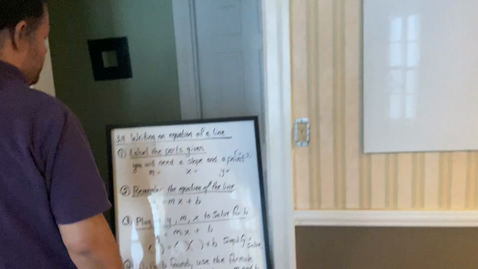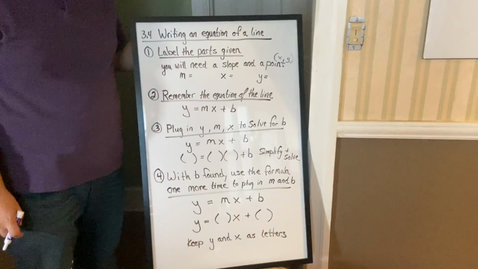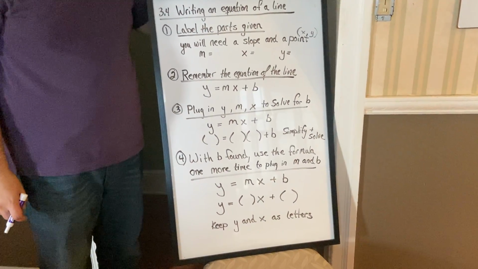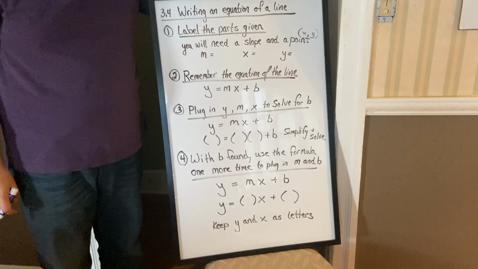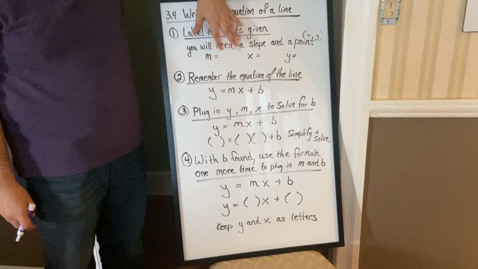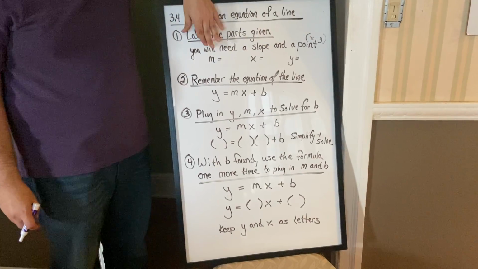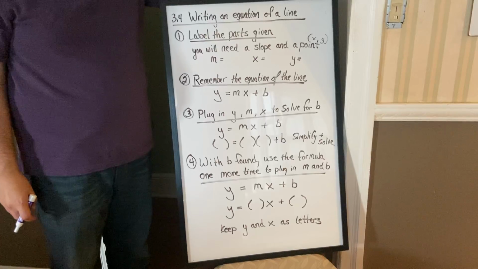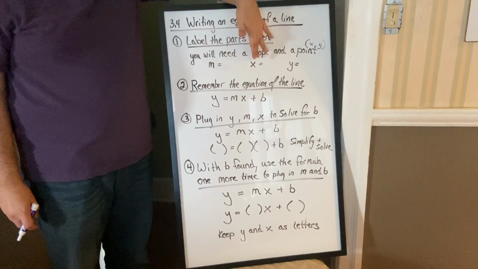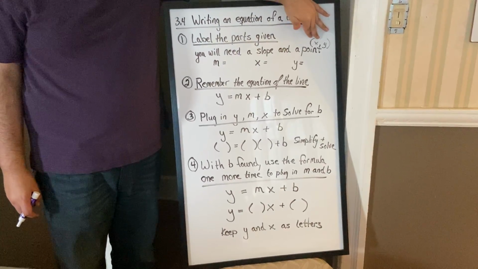Our first step says label the parts that are given, because I'm going to give you some type of slope and an ordered pair. I want you to tell me what the m, x, and y is. M is just the slope. Remember, it's just a number. And the x and y come from that ordered pair that's given. Okay?